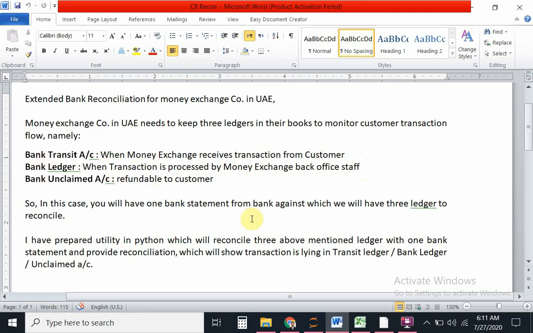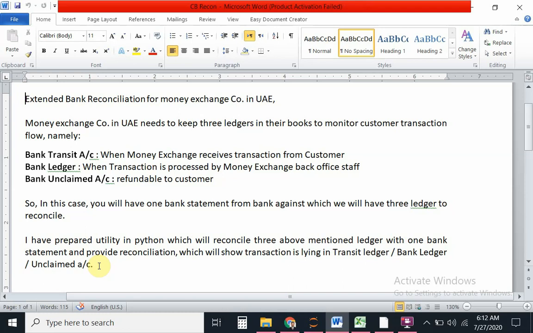These three ledgers are supposed to be reconciled against the one bank statement which they will receive from the bank. So you will have one bank statement against which you will have three ledgers to reconcile. I have prepared a utility in Python which will reconcile the three above-mentioned ledgers with one bank statement and show you which transaction is lying in the transit account, bank ledger, and unclaimed fund.